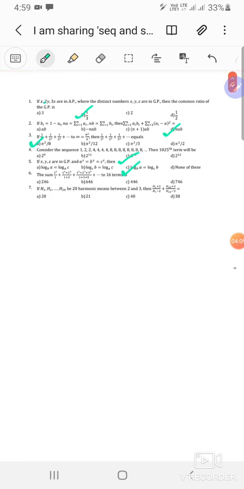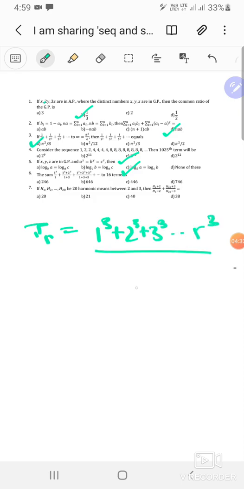Okay, cool. So the next question is: the sum 1 cubed upon 1, plus 1 cubed plus 2 cubed upon 1 plus 3, plus 1 cubed plus 2 cubed plus 3 cubed upon 1 plus 3 plus 5, all the way till 16 terms is. So what's the general term? Our general term is 1 cubed plus 2 cubed plus 3 cubed all the way till r cubed, upon the sum of the first r odd numbers, which is just r squared.